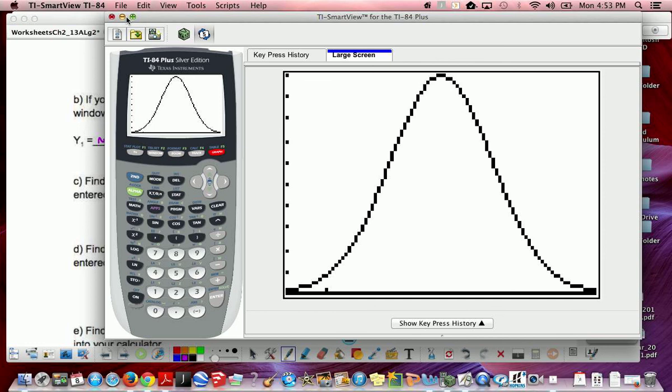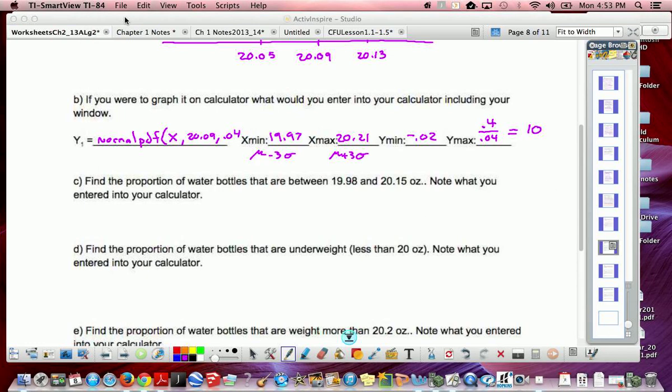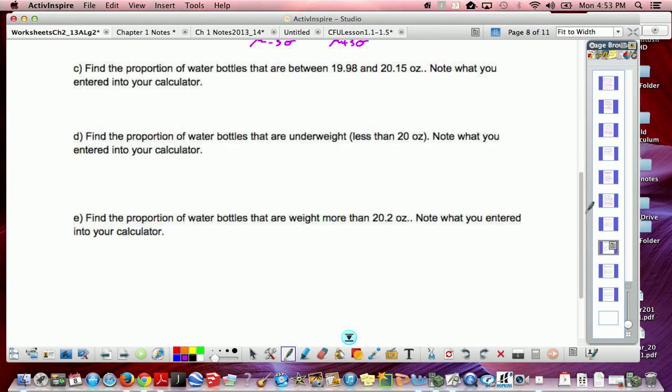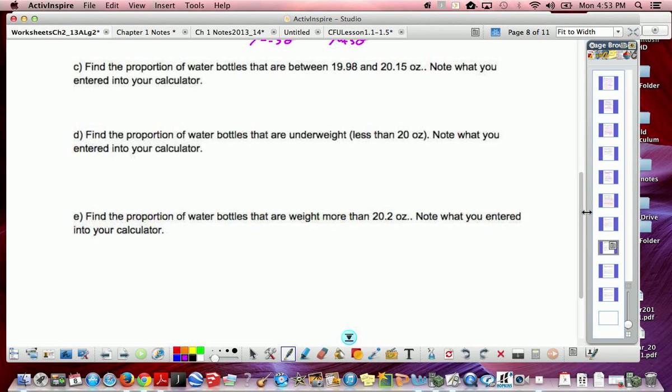Alright, let's move right along to the last 3 problems on this page, similar to what they were on the other side. So, first one says, find the proportion of water bottles between 19.98 and 20.15 ounces. Note what you entered in your calculator. So all of these problems are going to involve normal CDF. Again, we go a lower bound. We want to go from 19.98 to 20.15 with a mean of 20.09 and a standard deviation of 0.05.